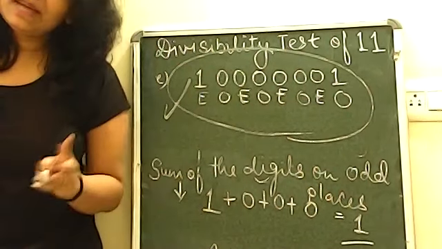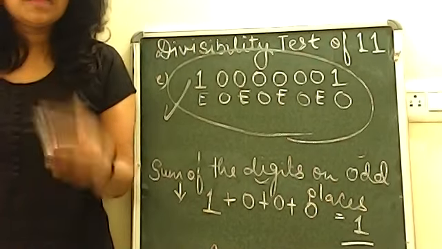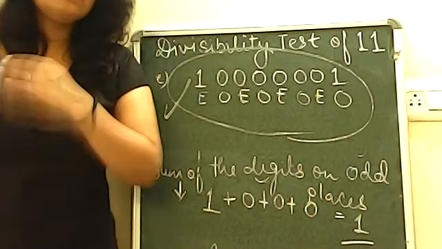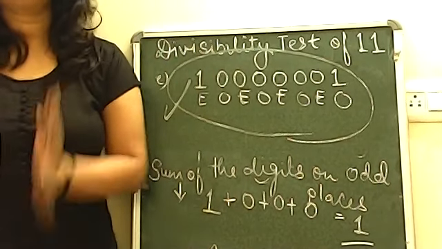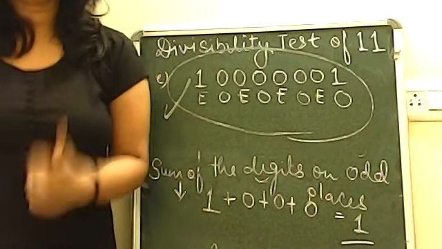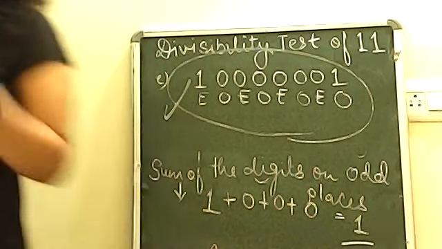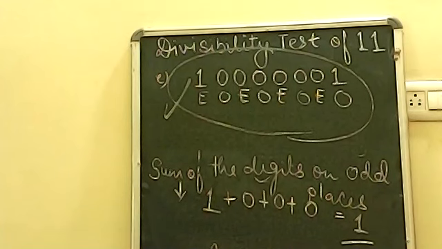Then the second step, after marking the places, is to take the sum of the digits of odd places, then the sum of the digits of even places. After that, you find the difference of both. If the difference is 0, 11, 22, 33, that means that particular number will be divisible by 11 completely.